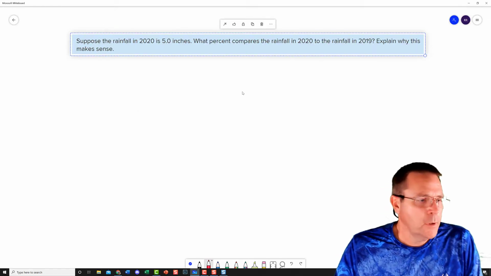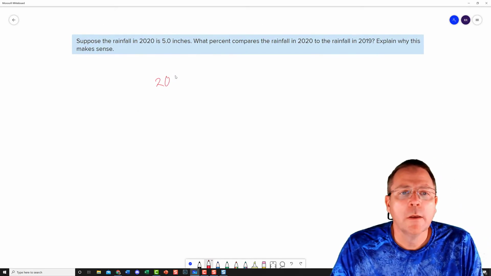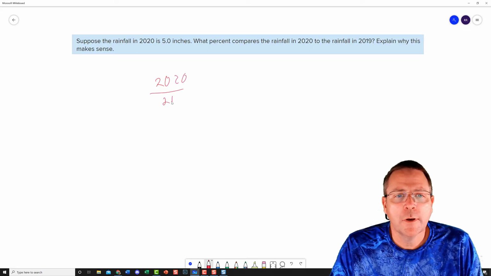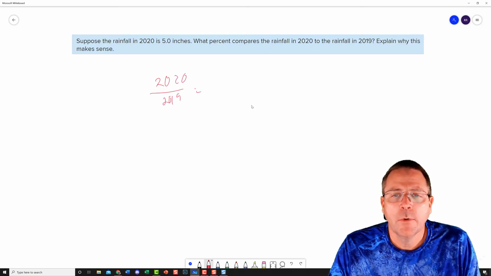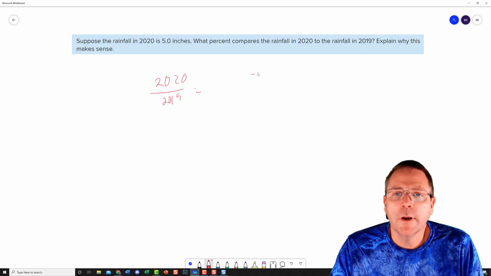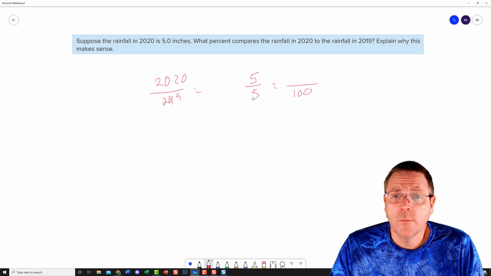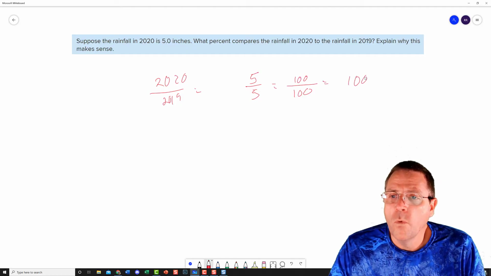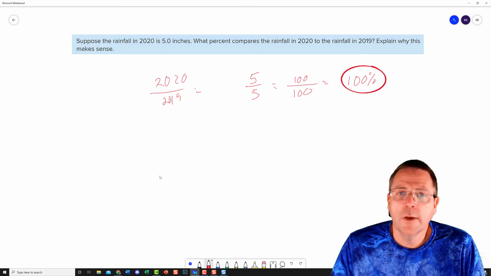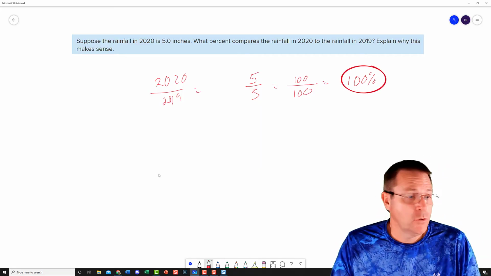Now we're comparing 2020 to 2019. And when you look at those numbers, 2020 had 5 inches of rain. 2019 also had 5 inches of rain. So what would that equal to be over 100? Well, 5 times what number is 100? 20. So I'm going to do it on the top. 5 times 20 is 100. That means you have 100% of the rain in 2020 that you had in 2019.